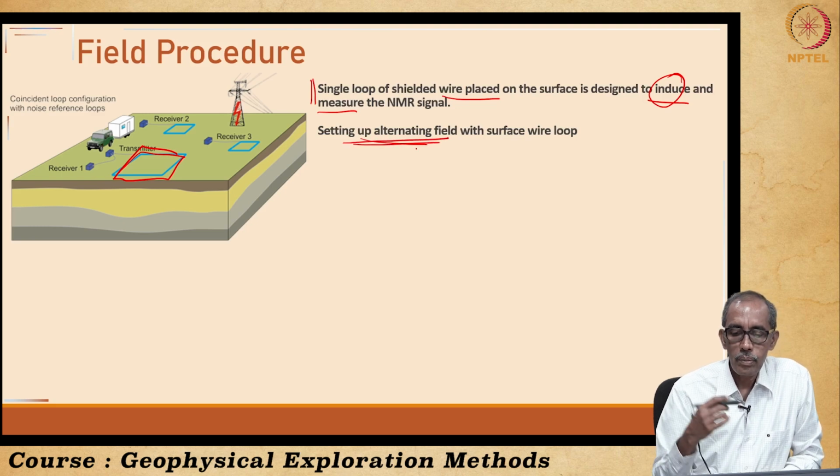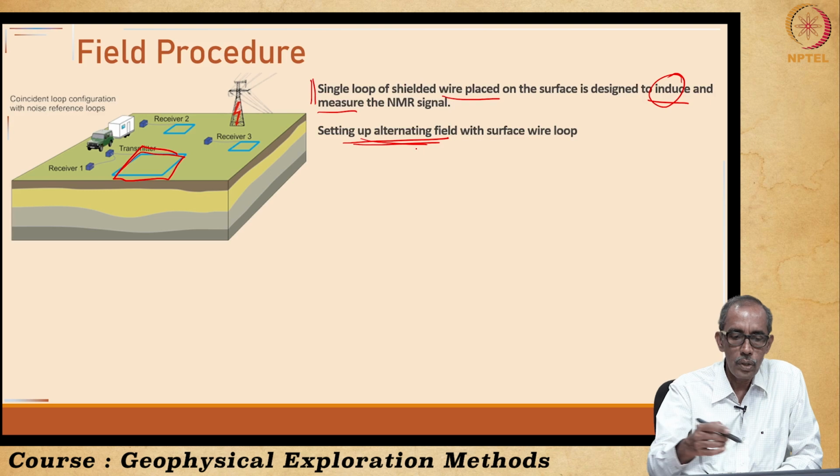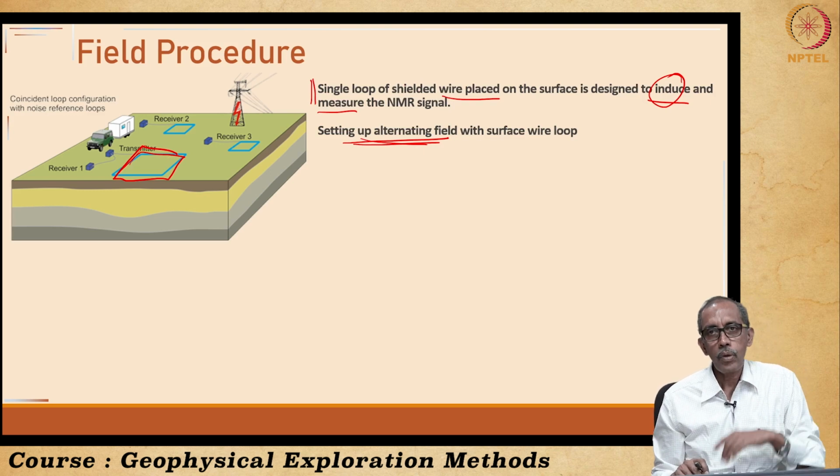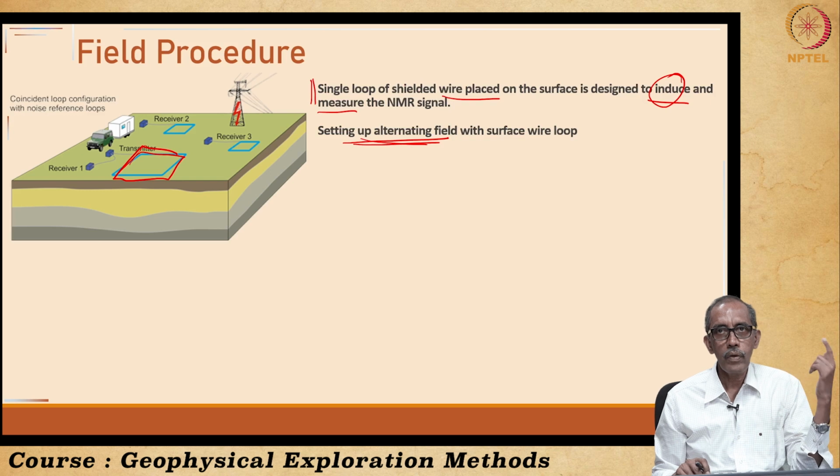We are able to set up the alternating field through the surface loop. Initially the protons are in equilibrium, now we are exciting them with the radio frequency. This excites the protons in the fluid below the subsurface.